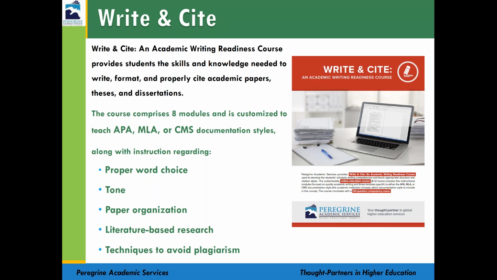Okay, this is a picture of our brochure that describes what the Write Cite course is, and I'll give you an overview of how it's designed. It's an online tool, like all of Peregrine's services. This one starts with a 20-question pretest. There are multiple choice questions that cover different areas of academic writing, from word choice and tone to organization and outlines, how to find and use different types of sources for literature-based research, and, as we mentioned, ways to avoid plagiarism even when you don't realize you're committing it.